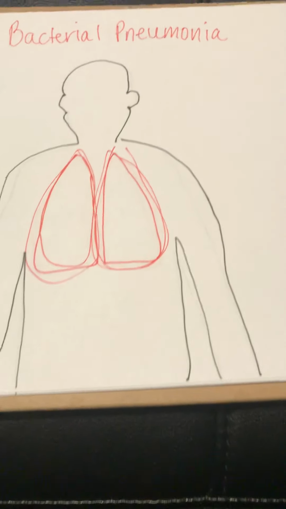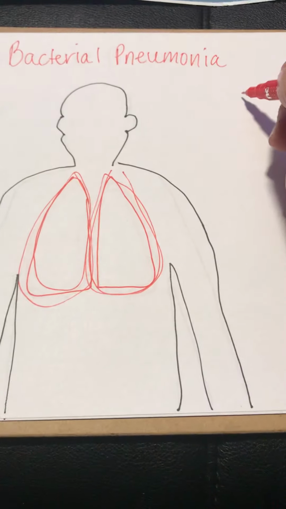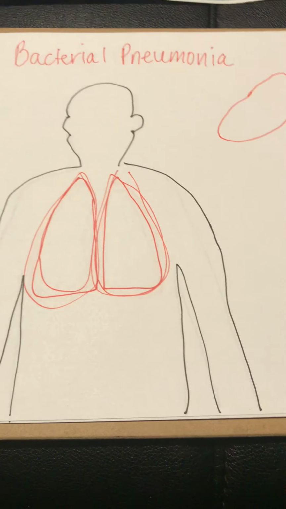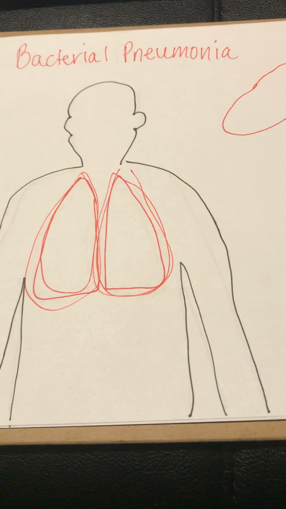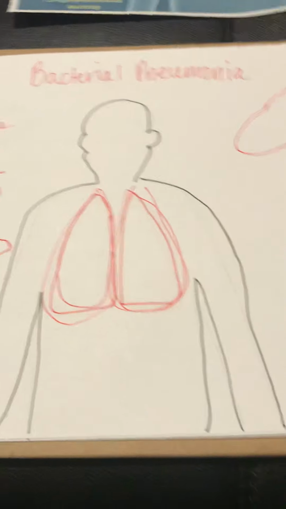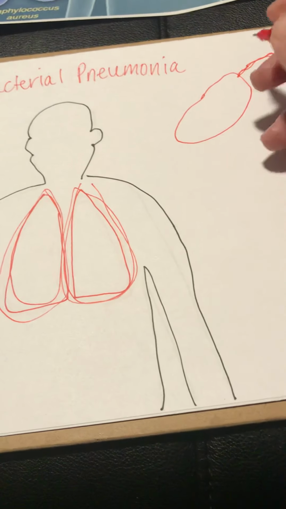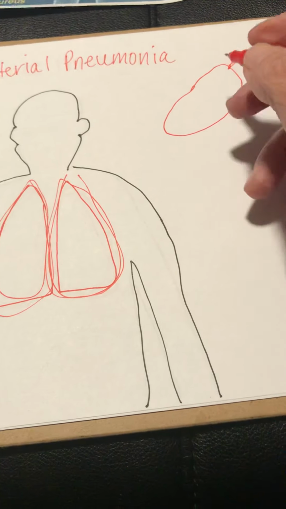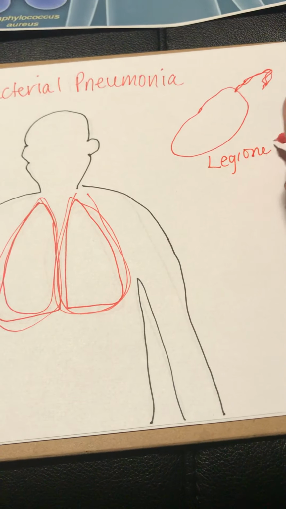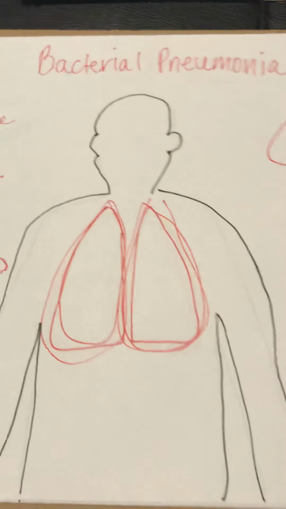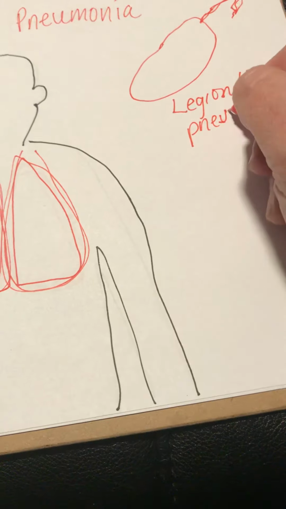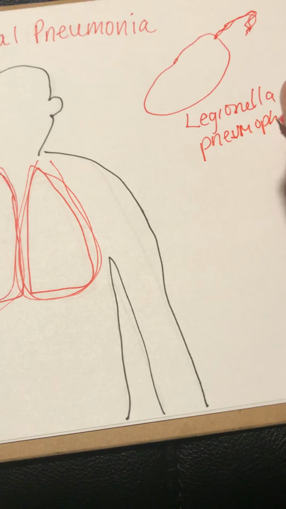And then we have this interesting little guy, Legionella pneumophilia. This little guy has a tail, so he swims around in those lungs. And he's called Legionella pneumophilia.